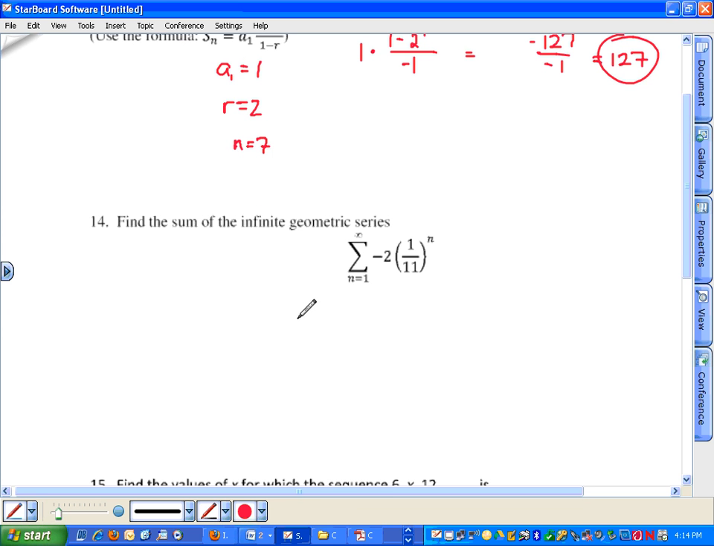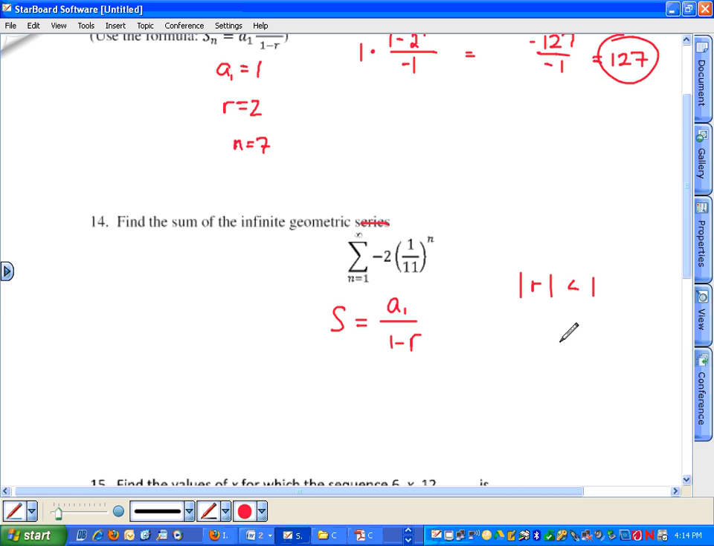Okay, the sum of the infinite geometric series, or our book calls them sequence, has a different formula. The sum of an infinite geometric sequence is the first term divided by 1 minus the common ratio, and this formula only works if the absolute value of the common ratio is less than 1.